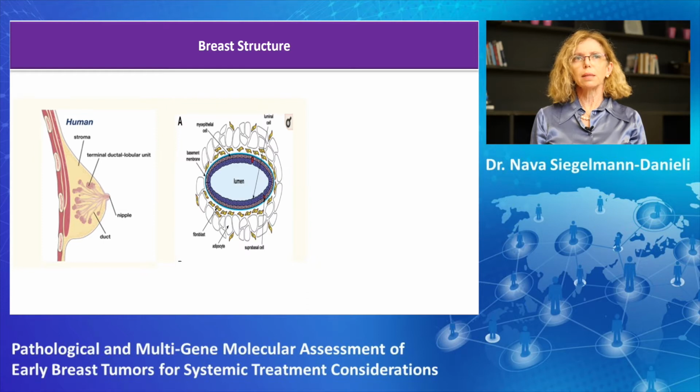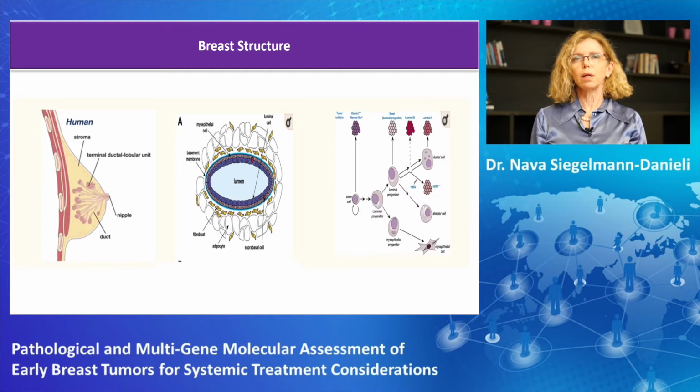And this is a cut through one of the ducts. And we see the lumen, but actually all the cells in the breast tissue originate in the stem cell, which transfers to the common progenitor, and most of the breast cancers are from the luminal progenitors, and then they will divide into the luminal A, luminal B, HER2-enriched, and most of the basal tumors.